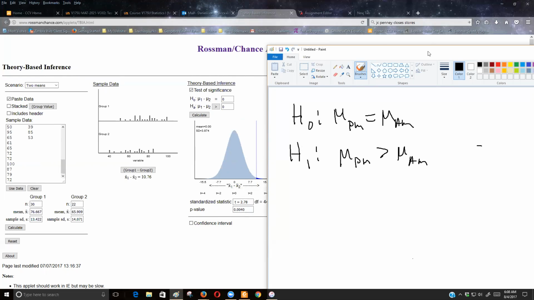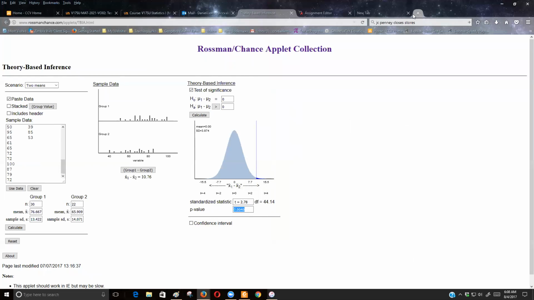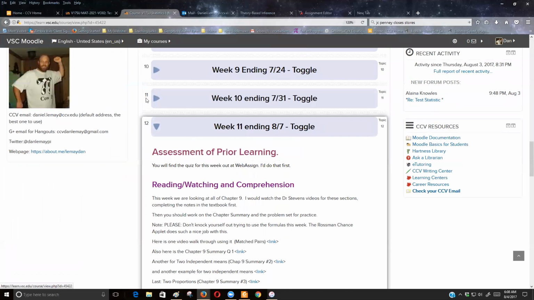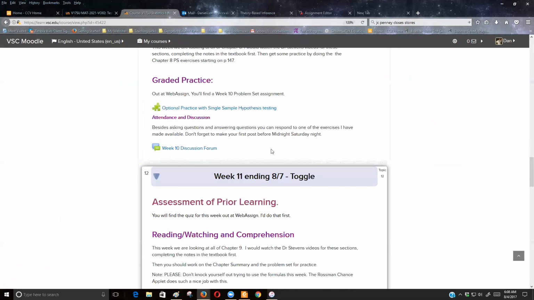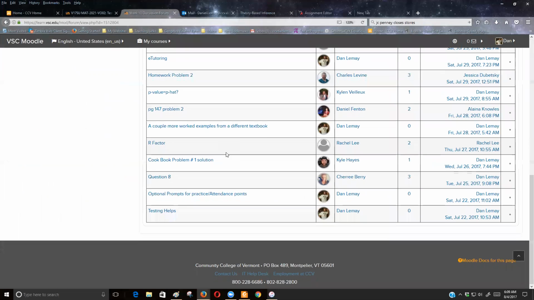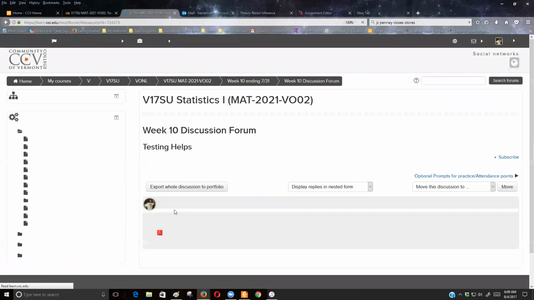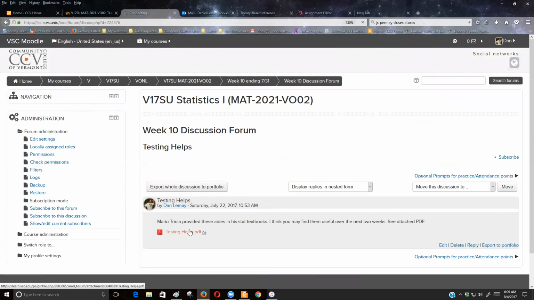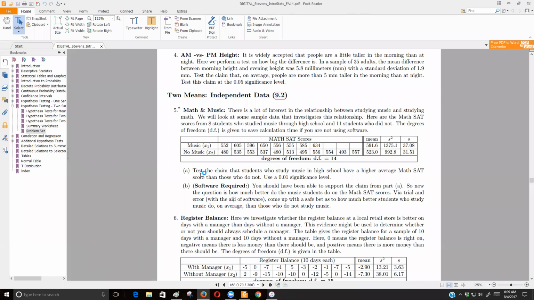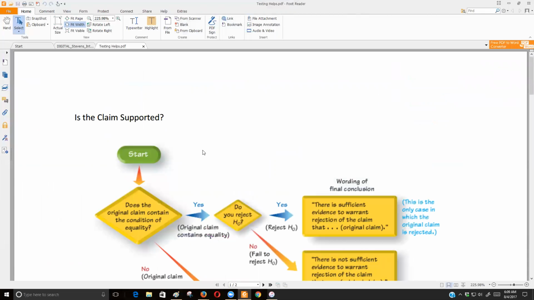I might as well finish this while I'm at this. So I'm going to go pull up, let's see here. I'm going to go to week 10. I probably have it on my computer, but some people are saying they're having a hard time seeing it. Let's see, let's scroll down, testing helps. I'm going to open this up. This is from week 10, at least this is summer 2017. It was in week 10.